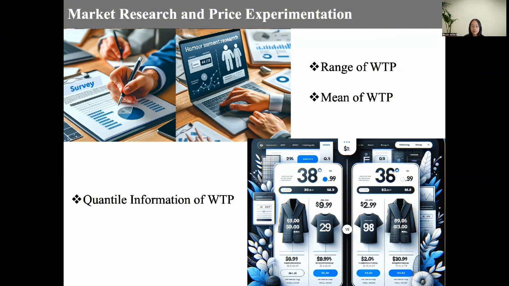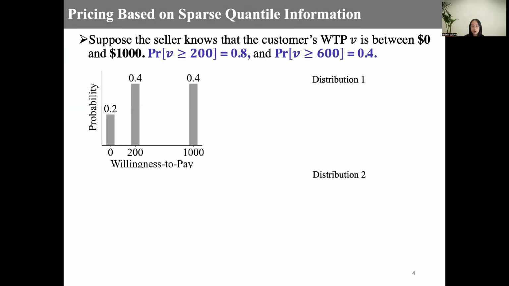When we are using price experimentation, sometimes we do not have enough transaction data, or we cannot adjust the price too frequently. So we have to wait for a long time to get an accurate estimation of the conversion rate for these prices. So it's more practical that the seller only has some sparse quantile information. For example, we might know the proportion of consumers who are willing to buy the product at a price of 200 is 80%, and proportion of customers who are willing to buy the product at 800 is 40%.